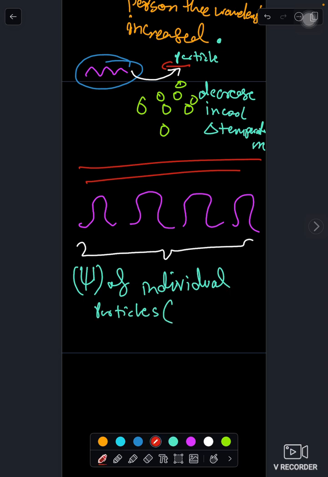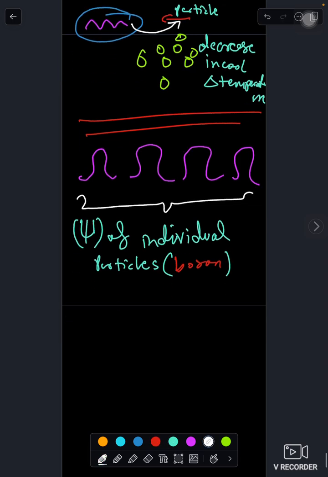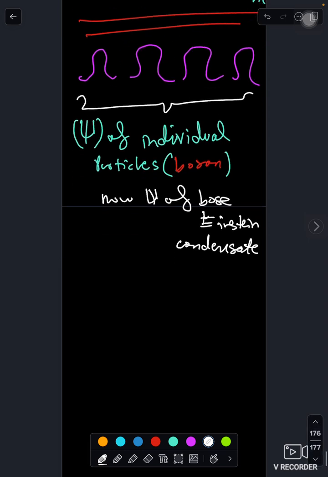here we have the particle boson because of it having integer spin. That's why it was used, as others have half spins, like electron. So the wavelength of individual particles. Now this wavelength of the Bose-Einstein condensate.